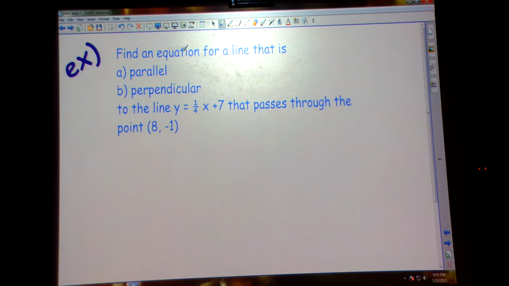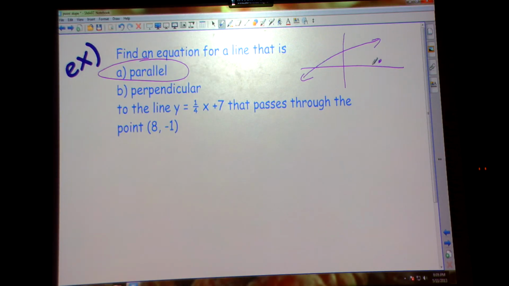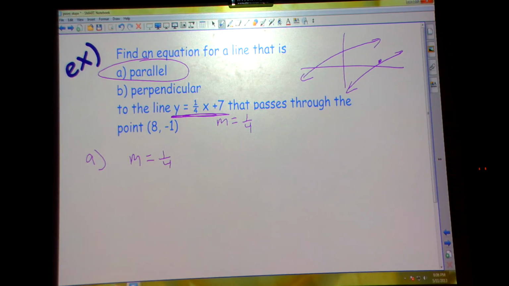Okay? So what we're going to start off with is I want an equation for a parallel line, perpendicular line, to this line that passes through the point. So graphically, here's what's going on. I have a line like that. I want a separate line that's parallel and goes through this other point, this (8, -1). So I'm given a line, I'm given a point. I want another line that goes through that point that's parallel to that. So that's what I'm asking for in point A. So first things first, I need the slope of this line. Well, this line has a slope of 1/4. So if my line is parallel, it's going to have the exact same slope. And now I have a point.